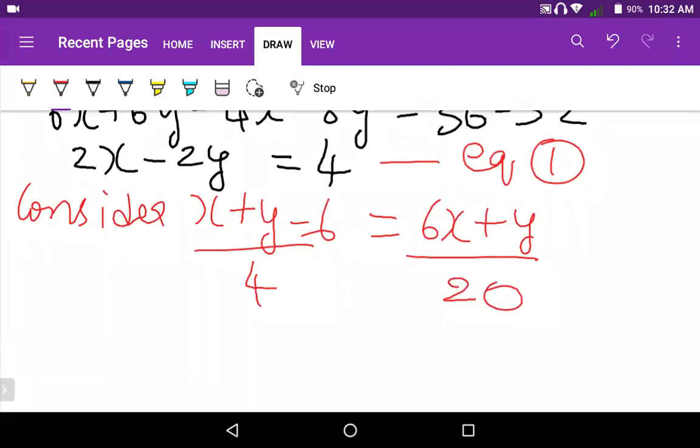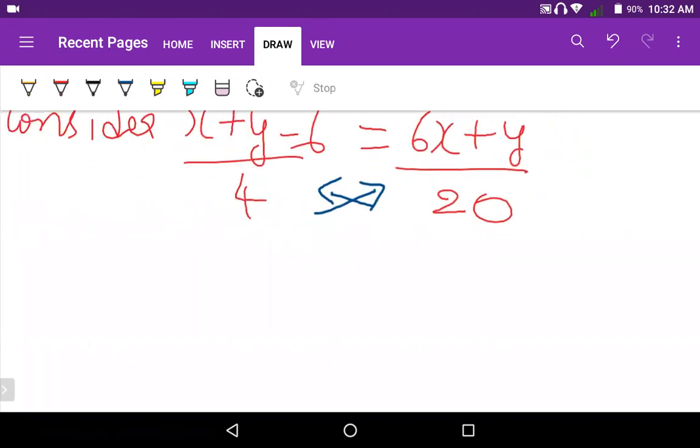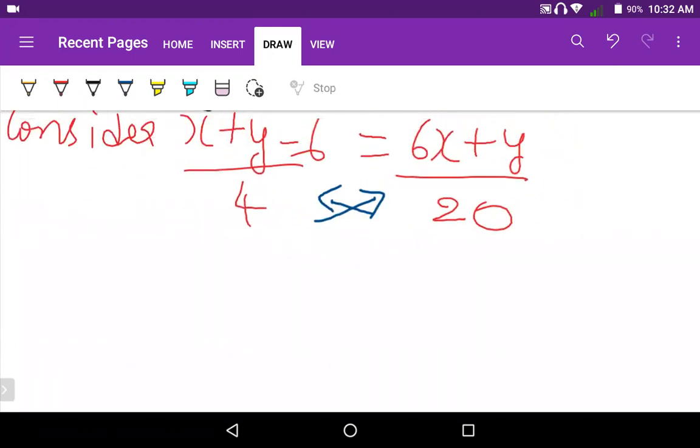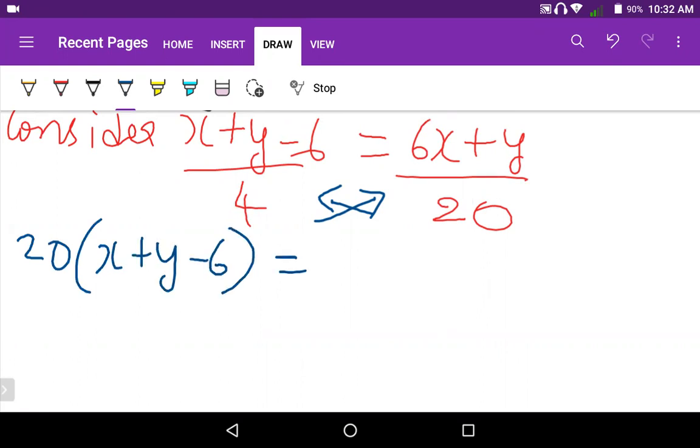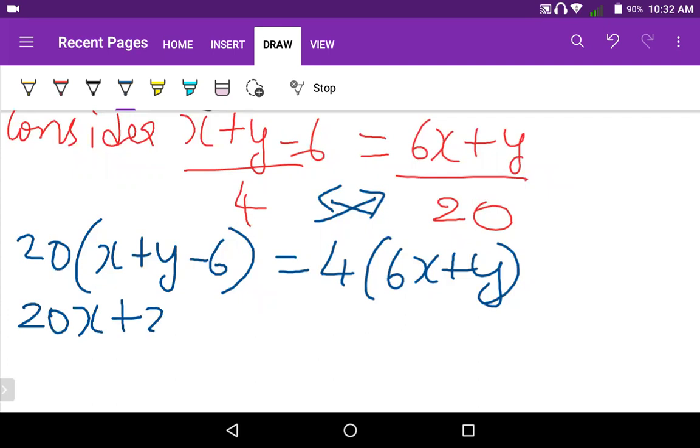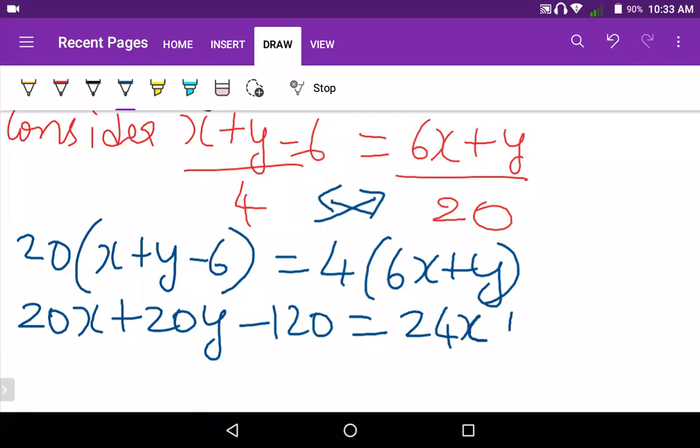Okay. Now here again, I can do the cross multiplication. So what will I get? 20 will go up. So 20 into x plus y minus 6 is equal to 4 will go to the other side, 4 into 6x plus y. Okay, now multiply. 20 into x is 20x plus 20 into y is 20y. 20 into 6 will be minus 120 is equal to, on the other side, 6 4s are 24x plus 4y.